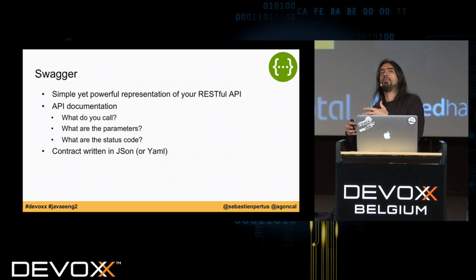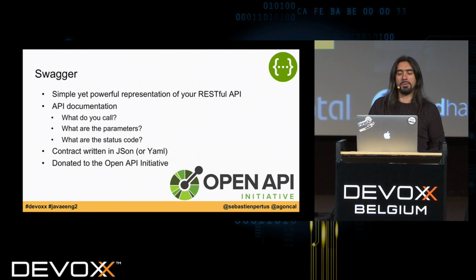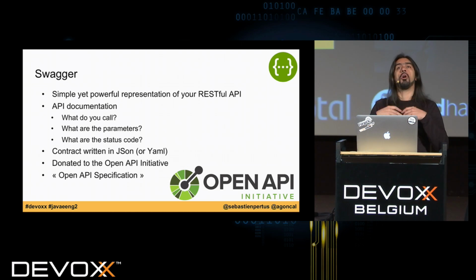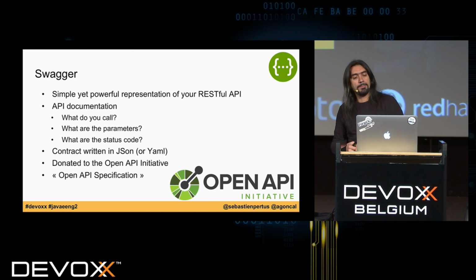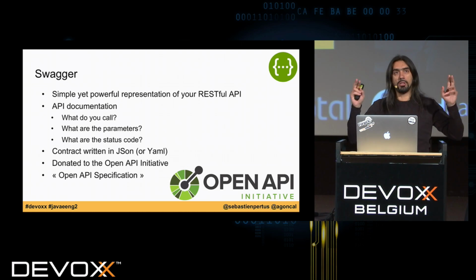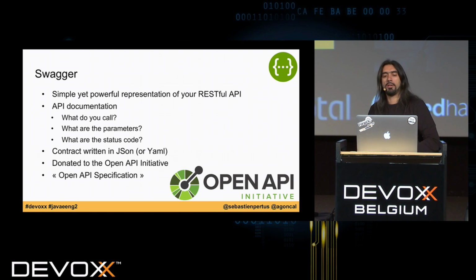People are more and more using Swagger. It's becoming so common that actually Swagger has been donated to the Open API initiative. So there's actually a spec coming from Swagger. This Open API specification will become the standard way of exposing documentation about our APIs.